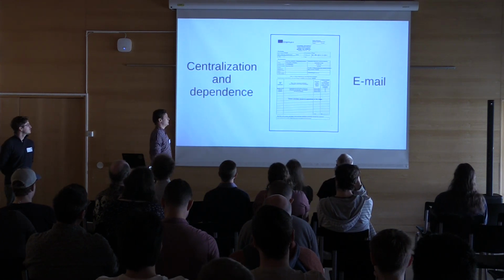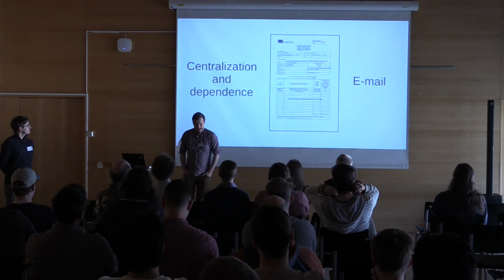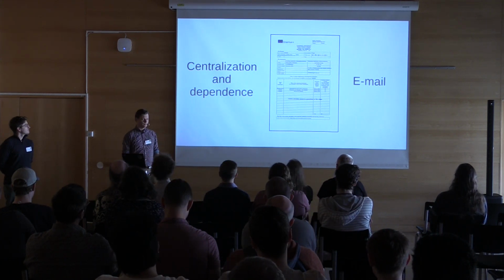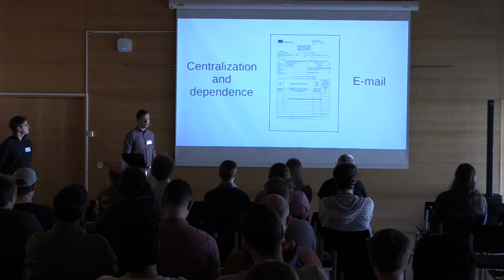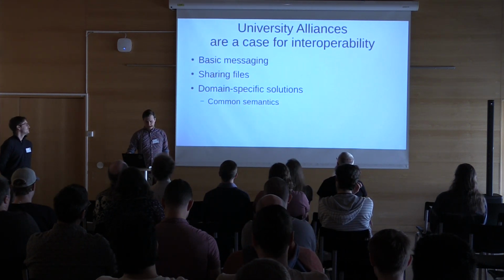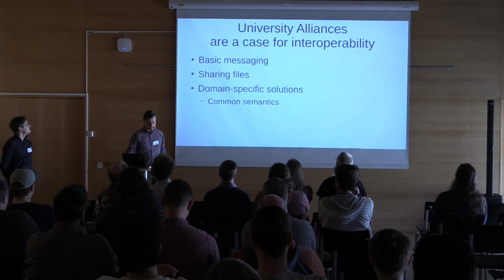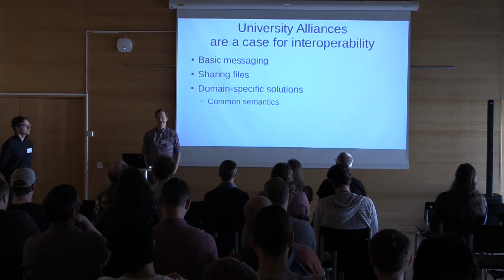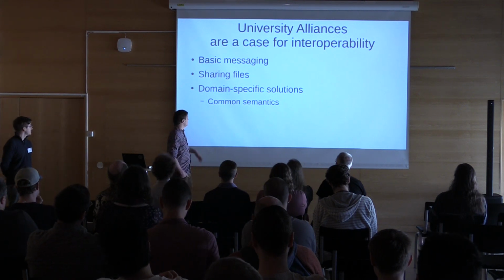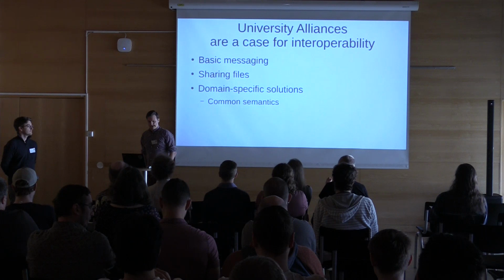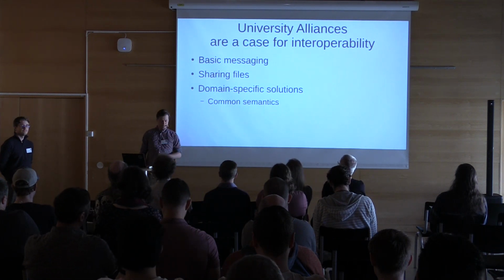So what do we do? Do we need to decide between centralization and dependence on one side, or boring old email on the other side? And we think there's a third way, which is why we're talking about interoperability today. And we're going to use this University Alliance as a kind of case study, even though what we're going to talk about today is going to be applicable in a lot of different use cases and a lot of different organizations.